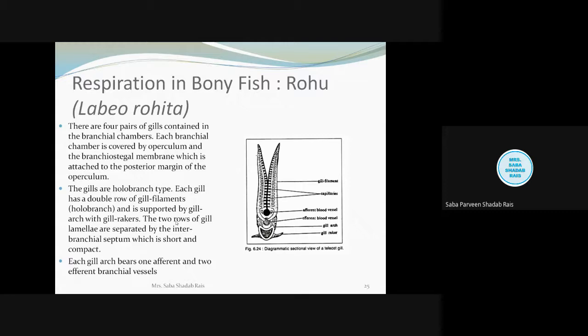As I told you, if it is a respiratory surface, it must be supplemented with lots of vessels.